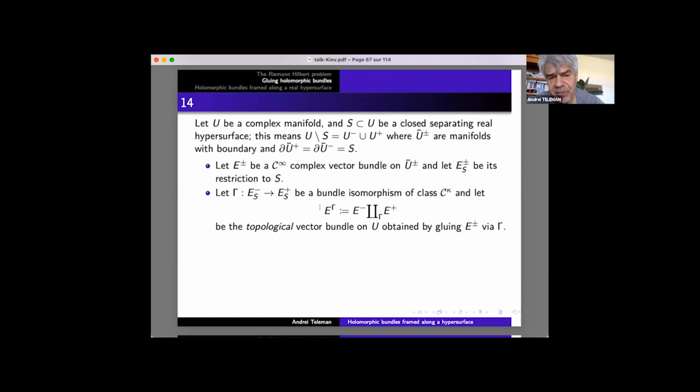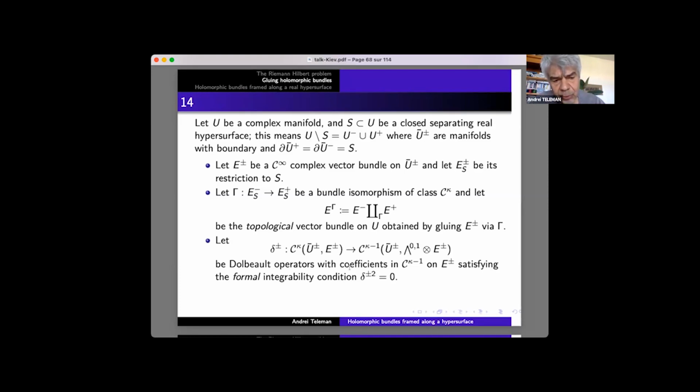As soon as I have this, I can glue E plus and E minus together via gamma in an obvious way. But one obtains only a topological vector bundle on U. By no means can one hope to get a differentiable bundle. It's not possible. One gets only a topological bundle.